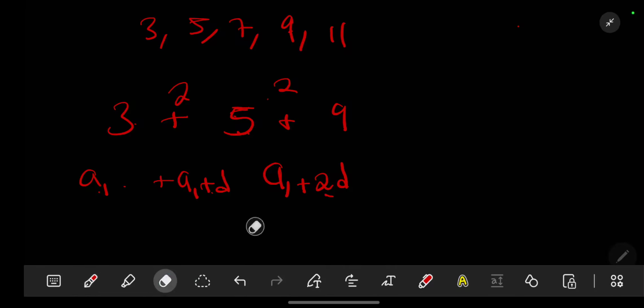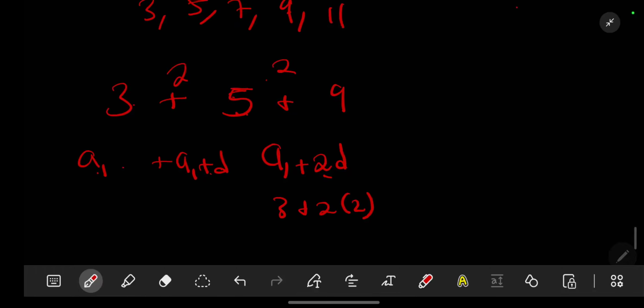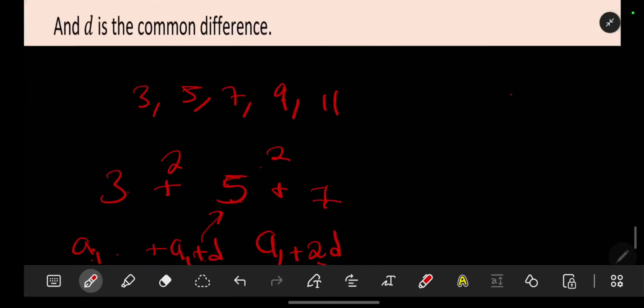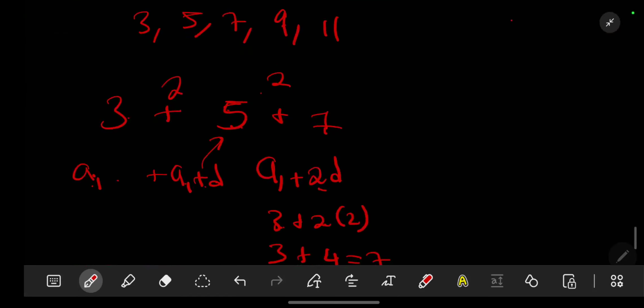So with this formula we can find the next term, which is our A1, 3, plus 2, the difference, which gives us a value. So we have the first term, the second term, which is this one, then the third term is supposed to be 7. So 3 plus 4 will give us 7. In other words, this is how we are going to be finding it.